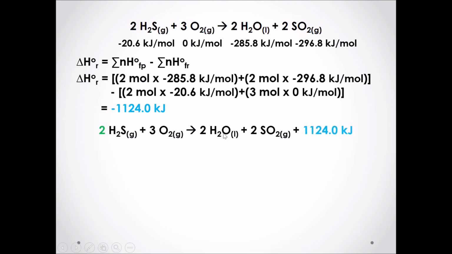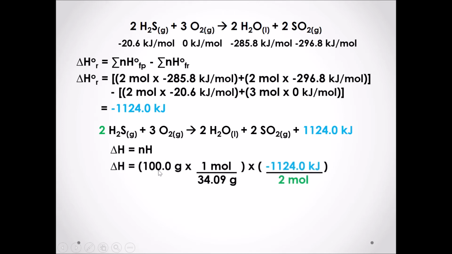We can express this in the chemical equation by putting it on the product side. That means this is an exothermic reaction. Now we can solve for delta H because we have the values of n and H.